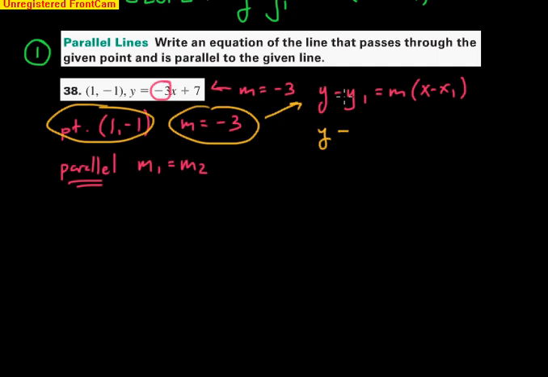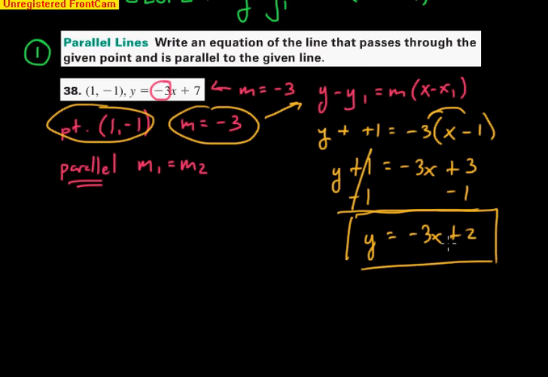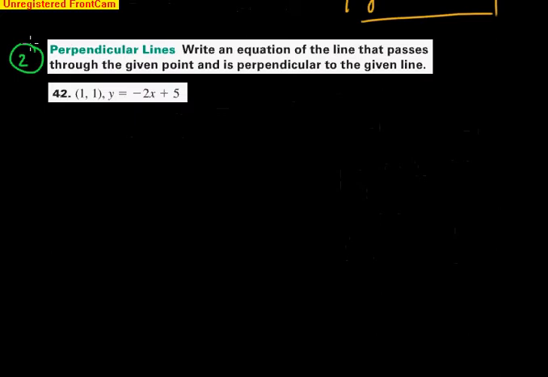y minus, now y1 is this -1, equals our m, which is -3, times x minus, and this is my x1, 1. This becomes y plus 1. We distribute the -3, this is -3x, and then -3 times -1 is +3. We then subtract 1 to get it in slope-intercept form. The 1's cancel: y = -3x + 2. And there is the equation of our line that passes through the point (1, -1) and has a slope of -3.